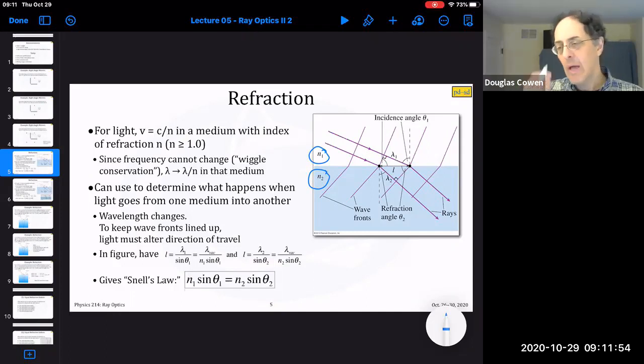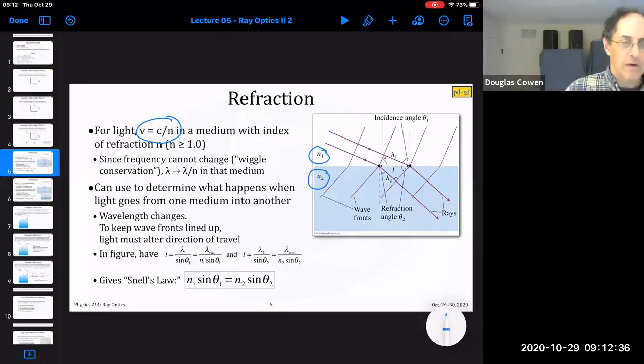And when light encounters a material that has an index of refraction that's higher than 1, its velocity gets reduced by that factor. So the velocity equals c divided by n for a medium that has an index of refraction n. So obviously in vacuum, where n is equal to 1, the speed of light is c. But in water, for example, the speed of light is c divided by roughly 1.33. So it's 3/4 of the speed with which it moves in vacuum.